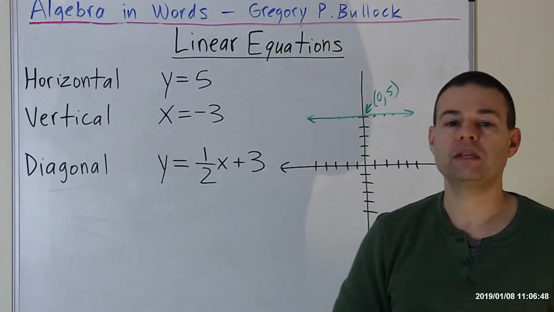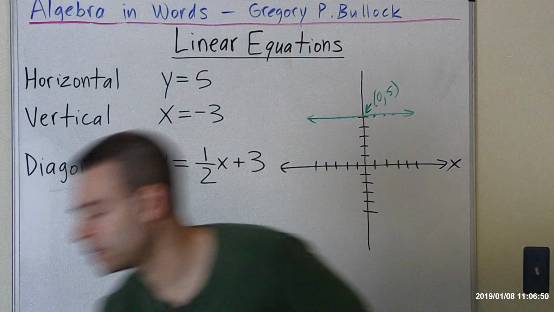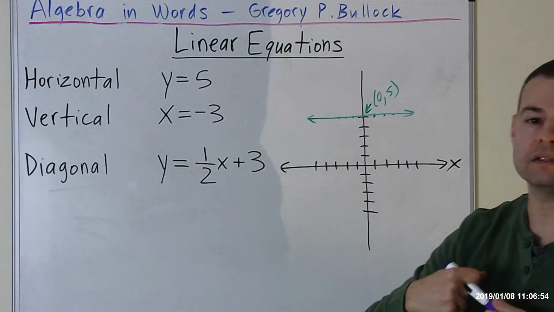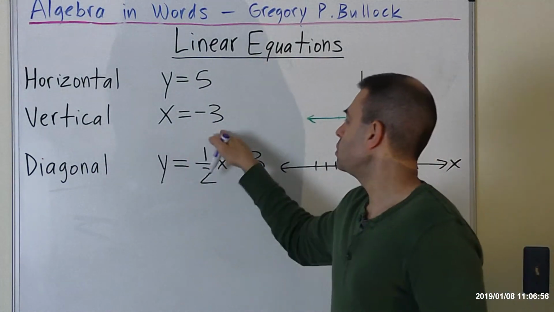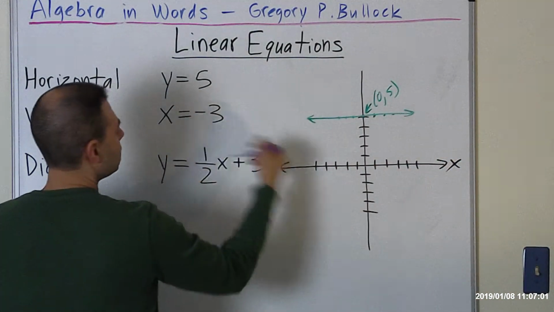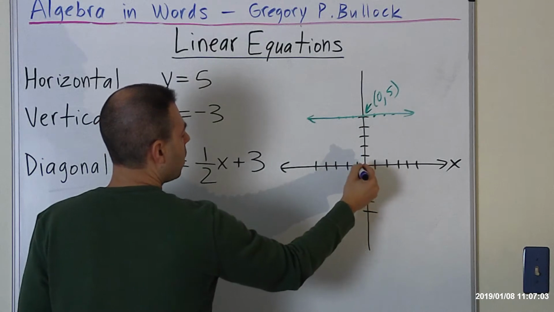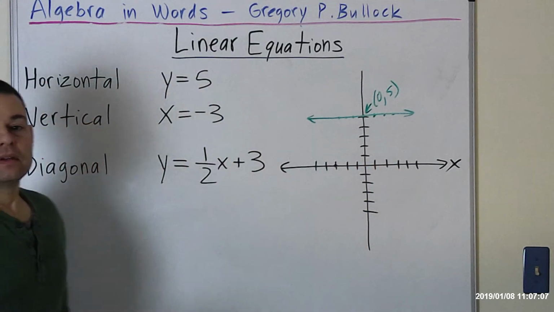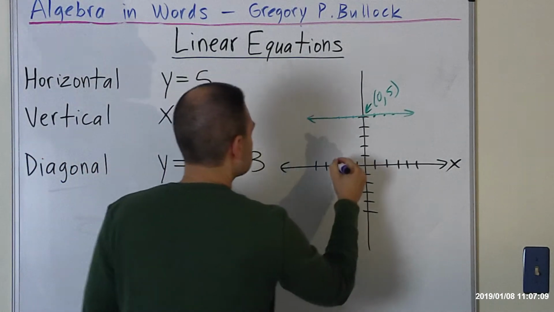I just randomly made this up: x equals negative 3. Let's find x equals negative 3. Start at the origin. It's negative, so we're going to go to the left: 1, 2, 3. Let's just put a dot there. And it's a vertical line, so we're going to draw a vertical line.